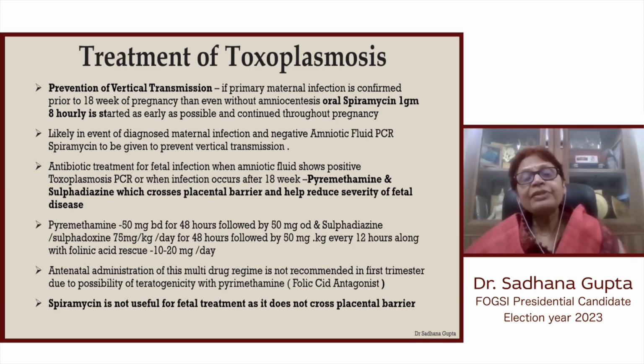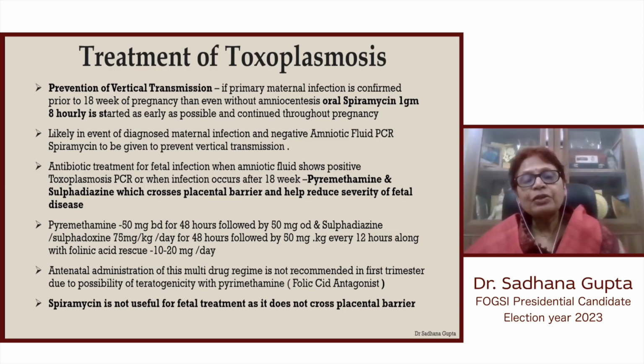But if the fetus is infected, like toxoplasmosis PCR is positive, then the drug of choice is pyrimethamine and sulfadiazine. Dosage: pyrimethamine 50 milligram BD for 48 hours, followed by 50 milligram OD, and sulfadiazine 75 milligram per kg per day for 48 hours, followed by 50 milligram per kg every 12 hours, with folinic acid rescue.